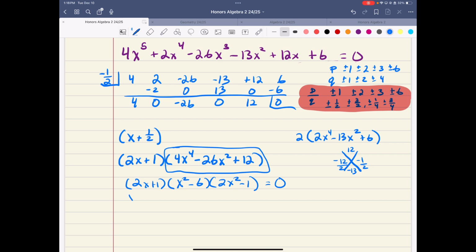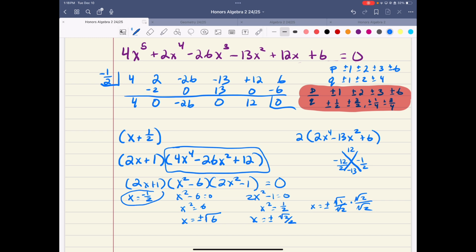So this one we already did. This one's easy. x equals negative 1/2. There's your first 0. x squared minus 6 equals 0. So x squared equals 6. So x equals plus or minus the square root of 6. Then 2x squared minus 1 equals 0. So x squared equals 1/2. Which then x is equal to plus or minus the square root of 1 over the square root of 2. So you got to multiply by the square root of 2 over 2. So x is plus or minus the square root of 2 over 2.